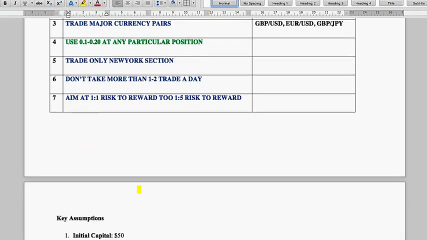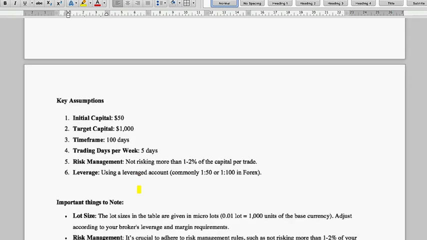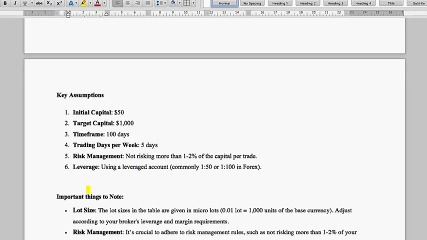Let's go into the conservative approach. Now the key assumptions: the capital is $50 and the target is $1,000, and the time frame for this is 100 days. When trading this kind of account, you must have a marathon mindset, a long-term mindset. This is not the account that will make you rich overnight. No, this is the account you want to use to test your passion, your discipline, and all that stuff.